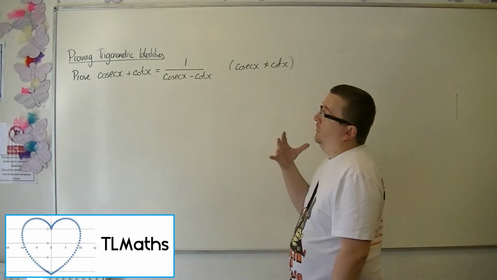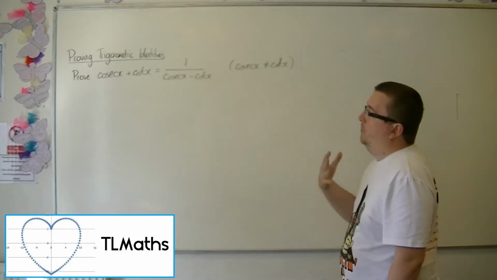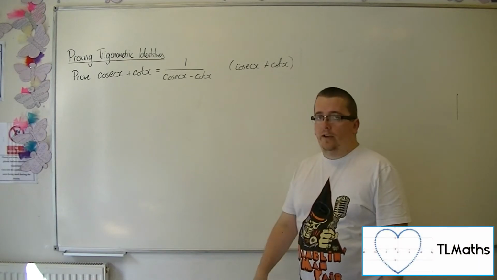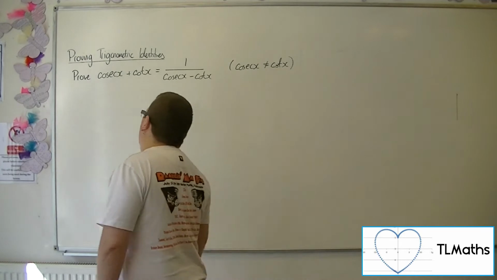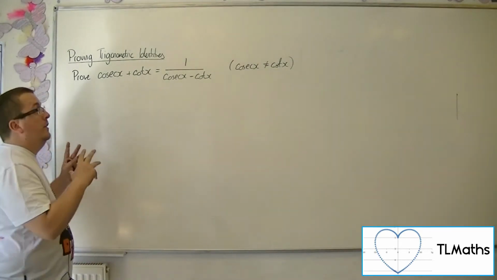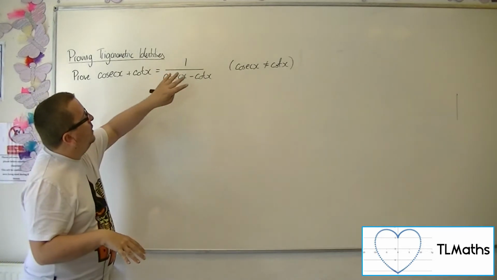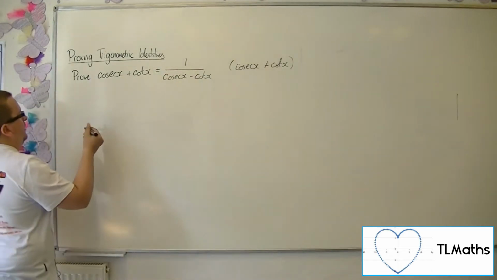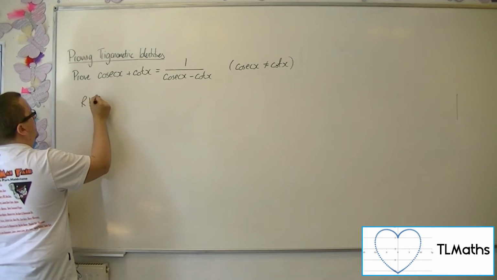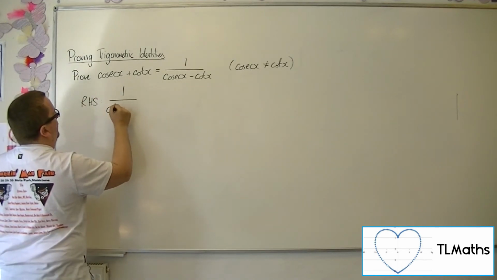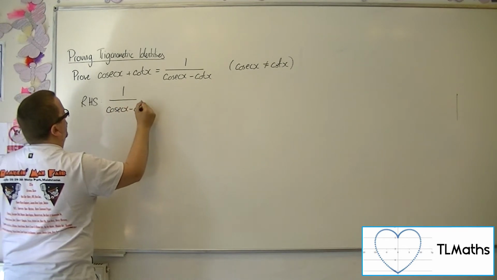Okay, so in this video we want to prove that cosec x plus cot x is equal to 1 over cosec x minus cot x. With this one, both the left-hand side and right-hand side look pretty problematic. I'm going to start with the right-hand side, looks a little bit worse. So we have this 1 over cosec x minus cot x.